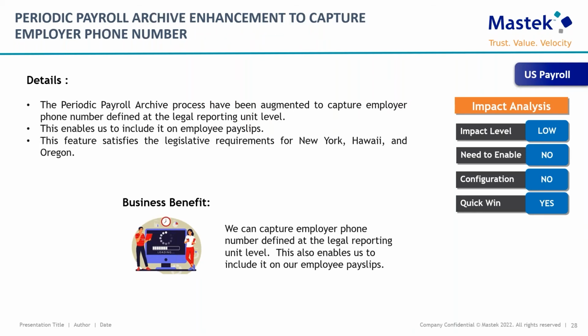Periodic payroll archive enhancement to capture employer phone number. Now on the legal reporting unit, we can store the employer phone number, and then the periodic payroll archive process will get that phone number from the legal reporting unit and archive it so that it is available on the payslip and we can print it on the payslip as required. This feature is actually for the satisfaction of the legislation requirement for the New York and Hawaii area.